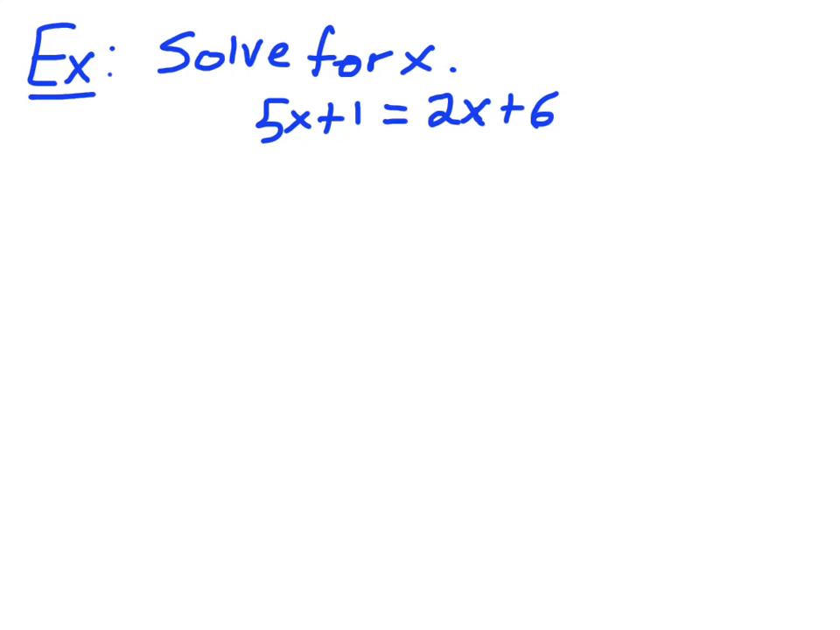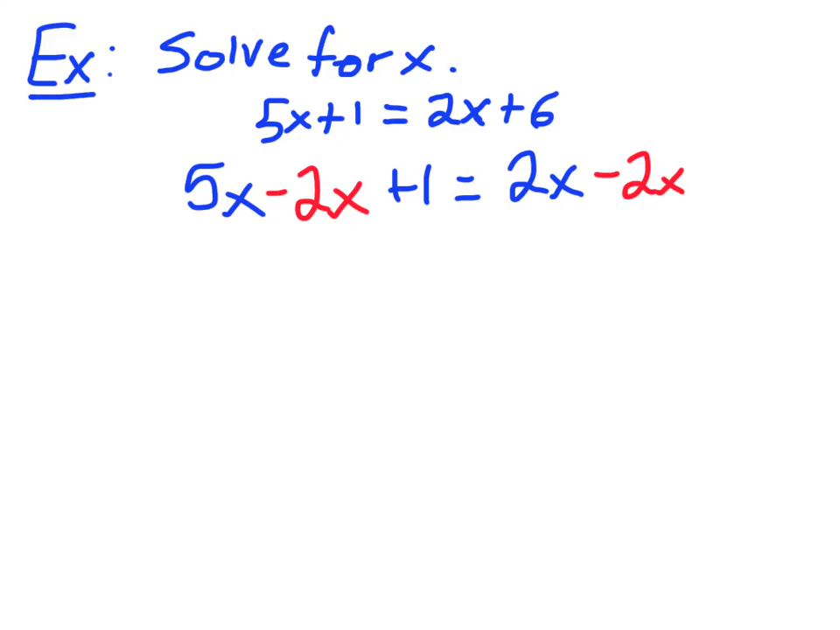As long as we do the same thing to both sides, and put variables on one side and numbers on the other, it doesn't matter which side. I put variables on the left-hand side when convenient. So I'm going to get rid of the 2x first. We have 5x plus 1 equals 2x plus 6. This is a plus 2x, so I'm going to subtract 2x from both sides. These two x's cancel because they're opposite, and 5x subtract 2x is 3x, plus 1 is equal to 6.